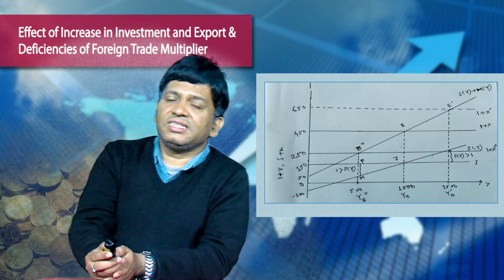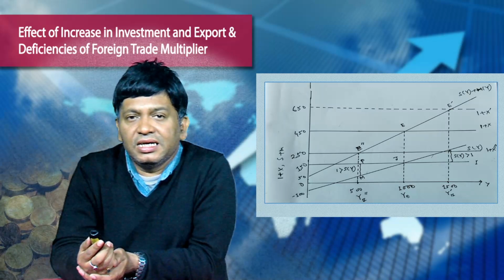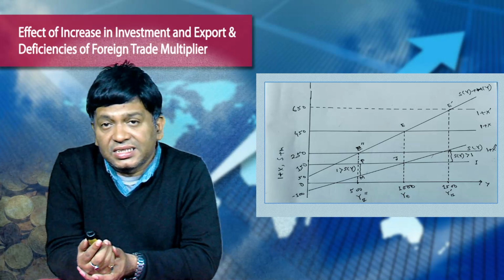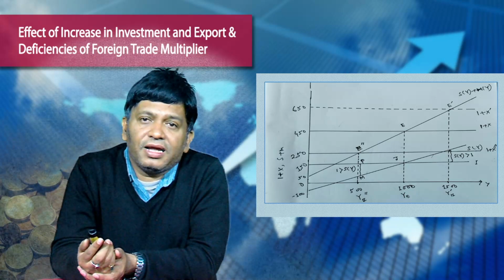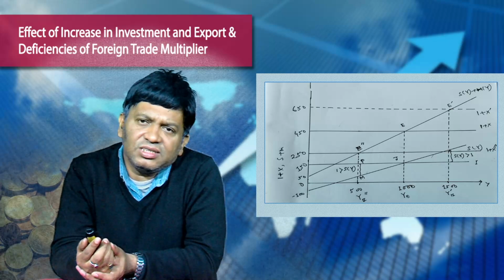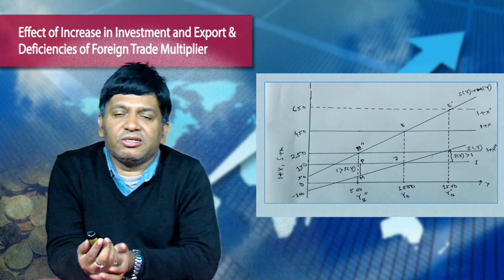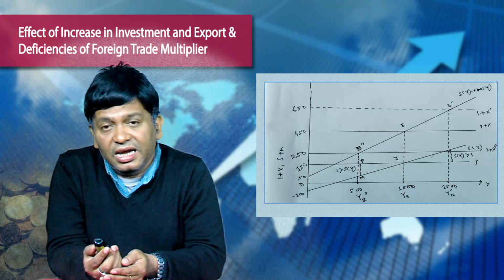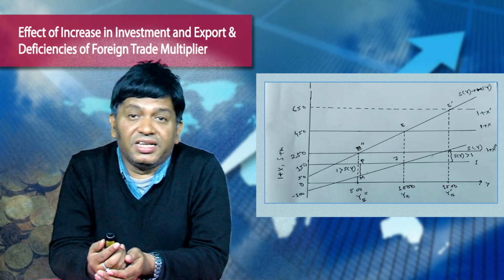So this is, let us say, the initial position. We have I plus X intersecting with Sy plus My. So that is the initial equilibrium level. It is intersecting at point E, and our equilibrium income is 100.